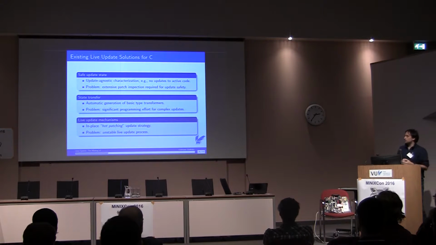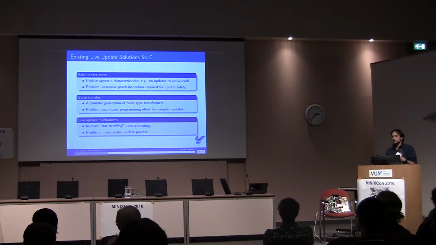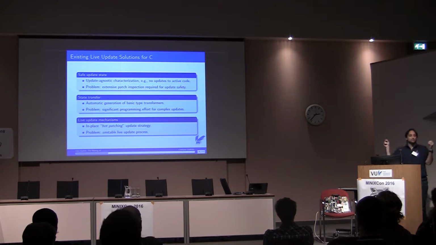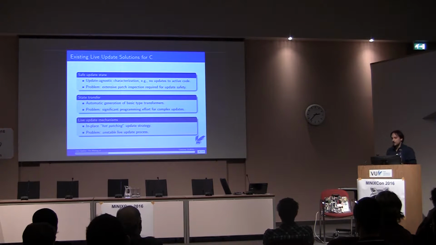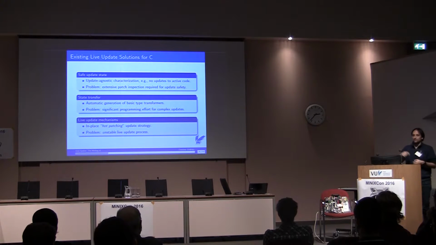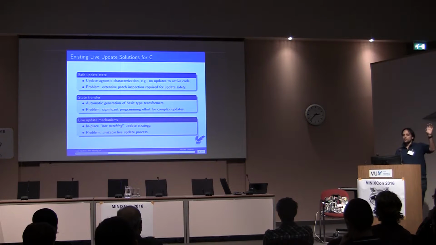The second problem is the way they deal with state transfer, right? So all they do is automate very simple type transformations in global data structures. But if there is a more complex update, then you have to do everything manually. So you essentially have to code up your state transfer functions to transform your data structures from version 1 to version 2. Again, a lot of manual work.